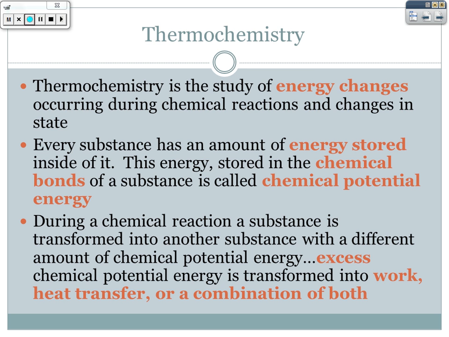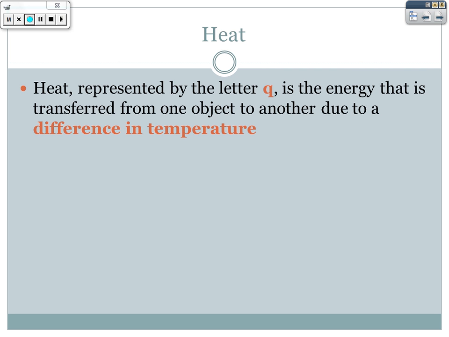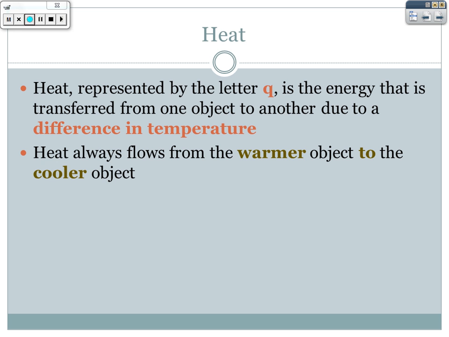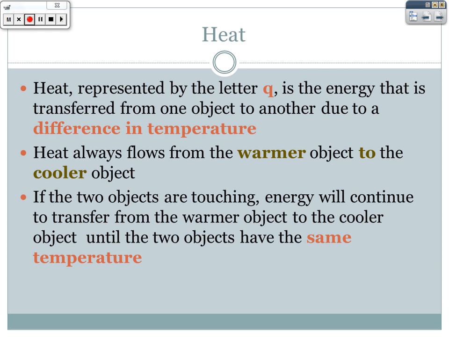So that's what we're talking about here: we're looking at substances changing into other substances, and the difference in their chemical potential energies is what we're going to be looking at. So heat, which is represented by the letter Q, is the energy that is transferred from one object to another due to the difference in temperature. Heat always flows from the warmer object to the cooler object, and if two objects are touching, energy will continue to transfer from the warmer object to the cooler object until the two objects have the same temperature. Just like when you learn in biology about diffusion and how you're going from a more concentrated to a less concentrated solution. So it's the same idea with heat. And thermochem is all about heat.